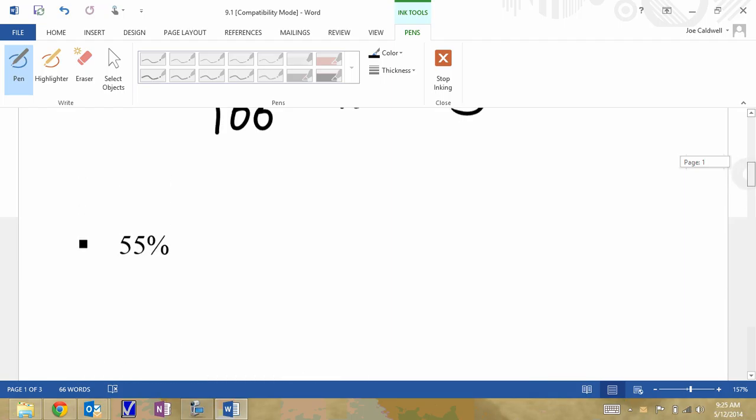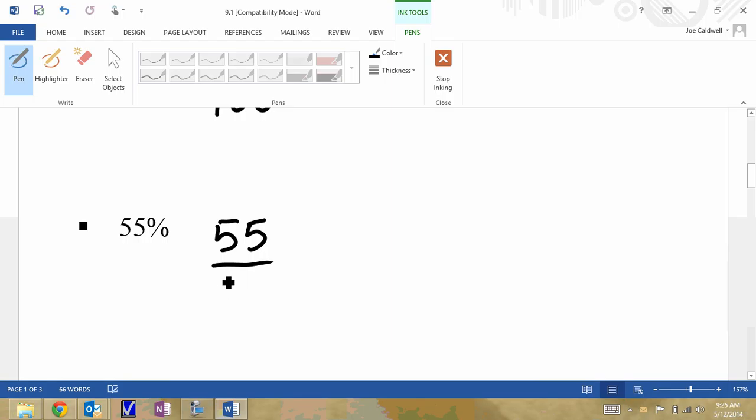Again, we do the same thing with 55%. 55 over 100. And again, 5 can go into 55 11 times. 5 can go into 100 20 times, and that would be as far as we could go as far as reducing it. So that is all there is as far as going from a percent to a fraction.